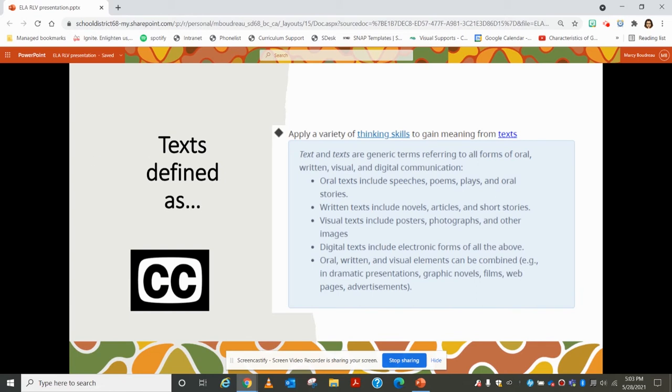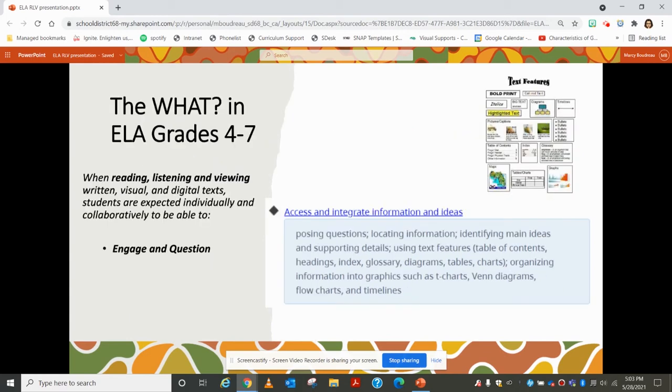The one thing that is consistent throughout grades 4 to 7 is the definition for text. And what I'd like to draw your attention to is that it shares a variety of formats for a learner to take in information. And it doesn't mention a benchmark or a grade for any of these. Variety in multiple ways is the main idea when defining text in the curriculum.